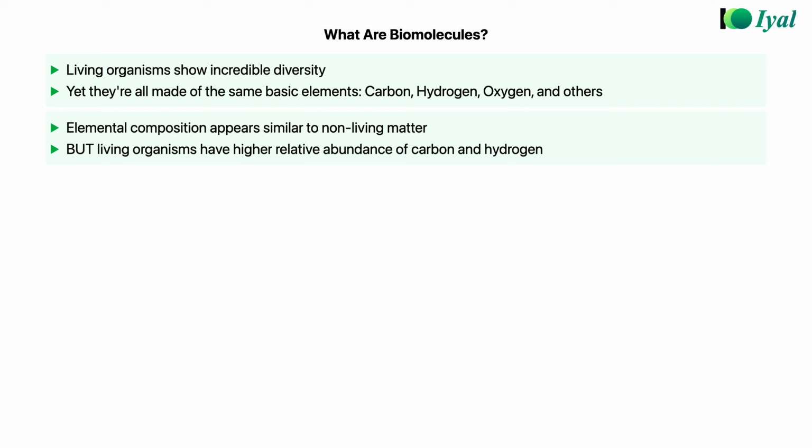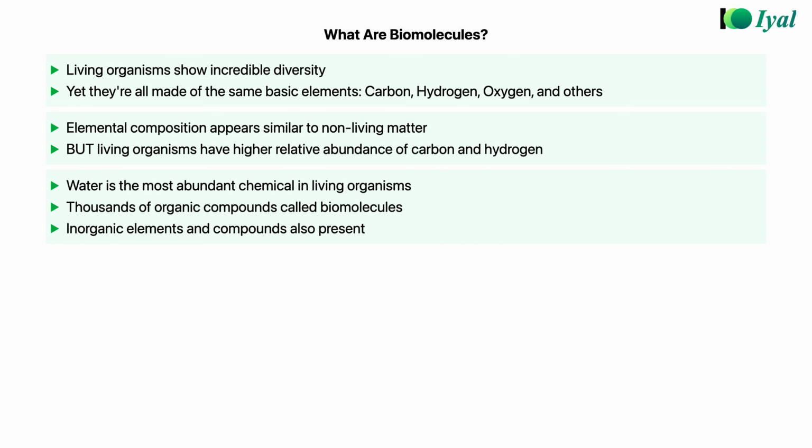Now here's where it gets interesting. When scientists analyze non-living matter, say a piece of Earth's crust, they find similar elements. In absolute terms, there's no big difference. But when you look more closely, when you really compare the proportions, you notice something. The relative abundance of carbon and hydrogen is noticeably higher in living organisms compared to non-living matter. That difference is key to what makes life special.